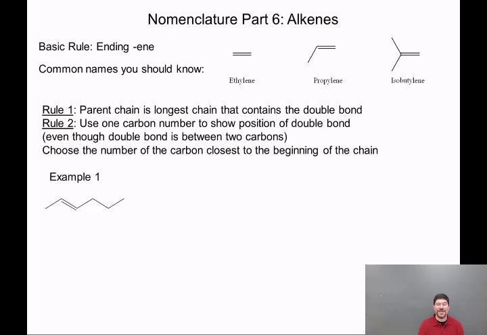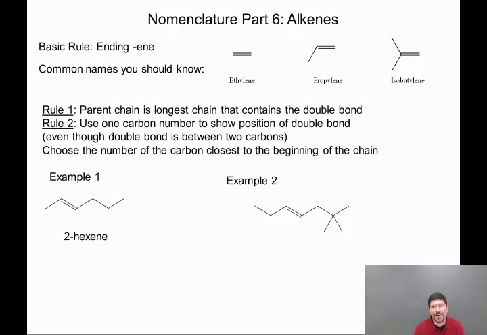An example will make this clear. How many carbons do we have? 1, 2, 3, 4, 5, 6. Where is the double bond? Between carbon 2 and carbon 3. So since there are 6 carbons, this is going to be a hexene, and because the double bond is between carbon 2 and carbon 3, it's going to be 2-hexene.